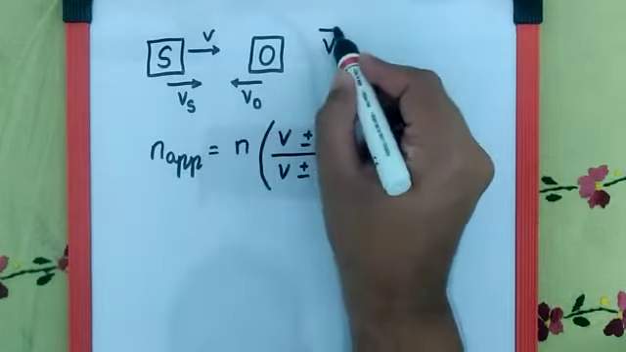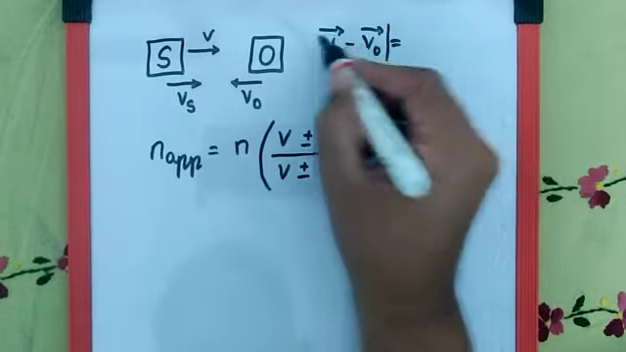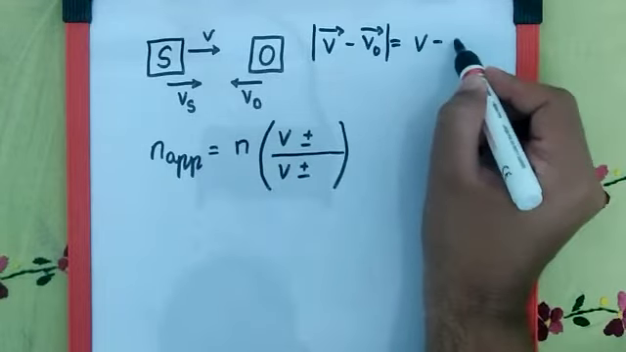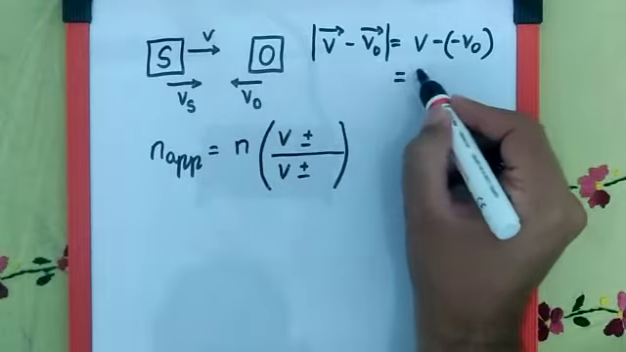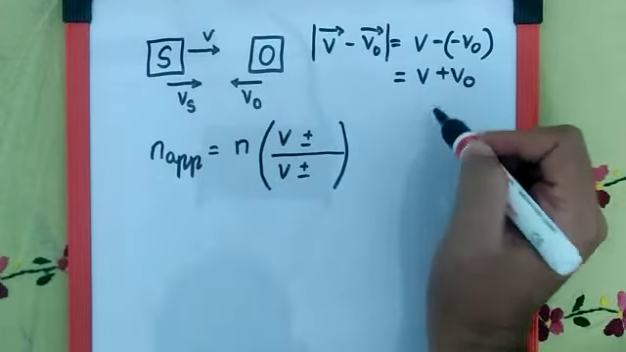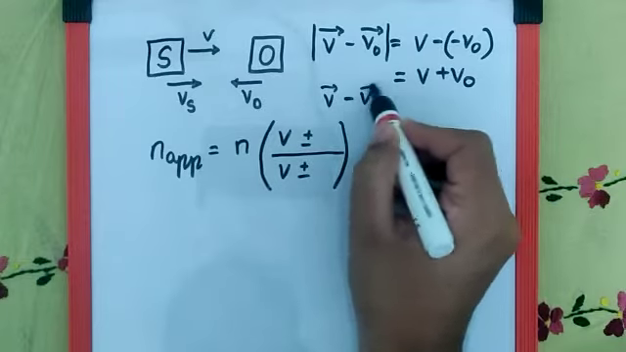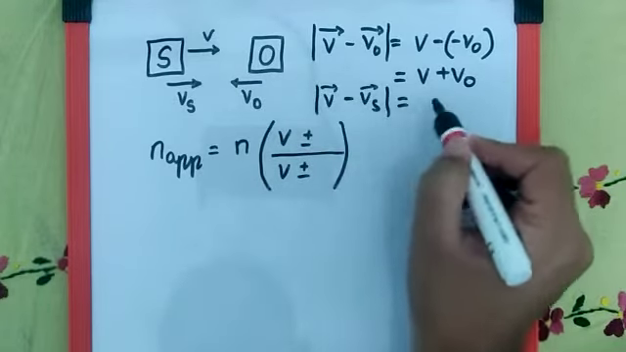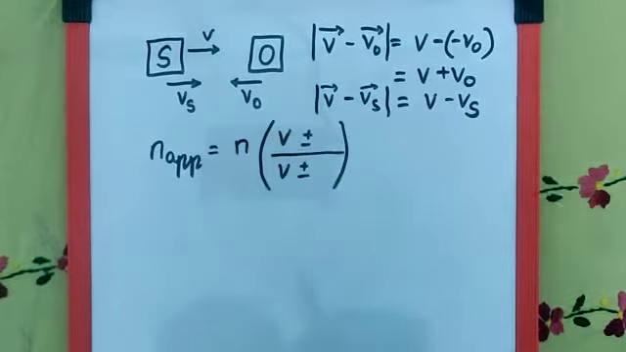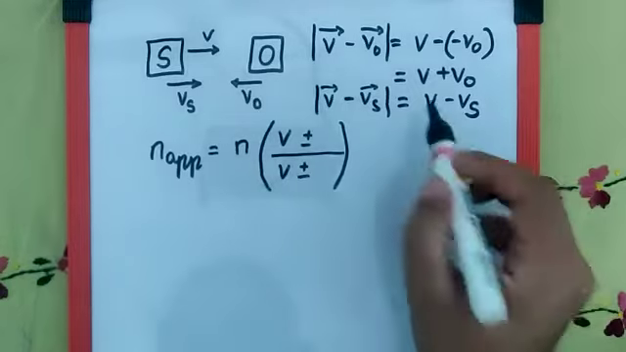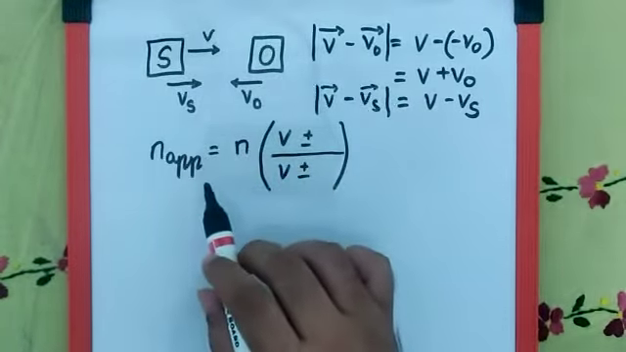So if you practically go for V bar minus Vo bar, for magnitude it will be V minus negative Vo, since they are in the opposite direction. So this means V plus Vo. Now similarly, if I try it for V bar minus Vs bar in terms of magnitude, it will be V minus Vs only, because they are in the same direction. So now if you understand, we are sure that it is V plus Vo and V minus Vs for this case. Now try and understand this.